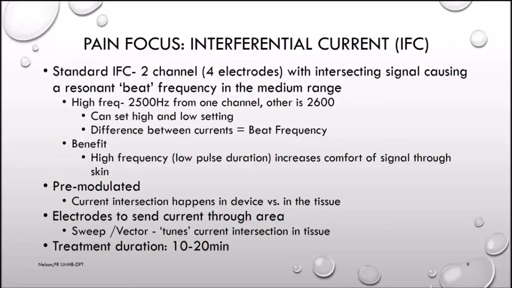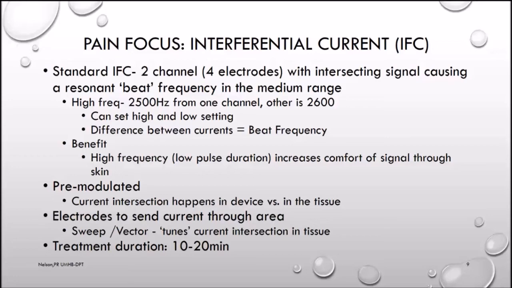So what's the benefit of doing standard interferential current is that I have that high frequency, meaning a low pulse duration, signal sent through the tissues, so that it increases the comfort, but then in the tissue I have that medium frequency pain descending inhibition signal.